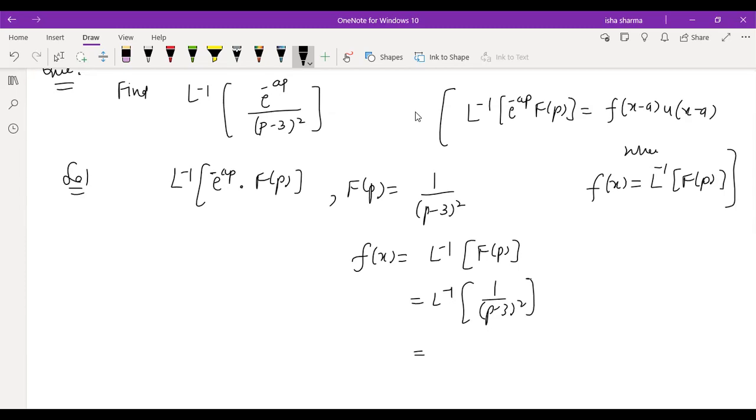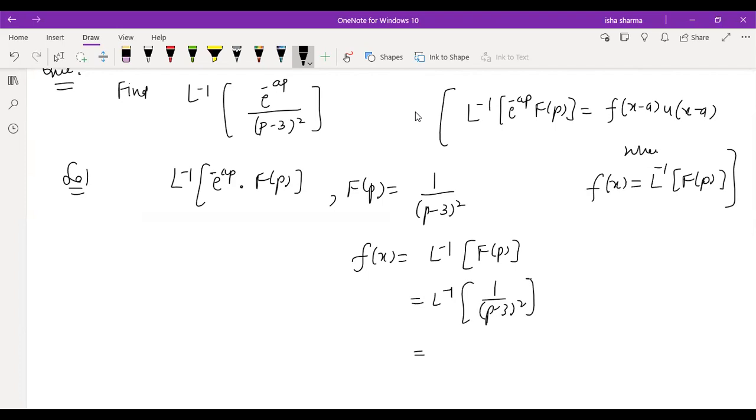कोई भी p का फंक्शन होना चाहिए, उसके साथ e raised to power minus ap वाला फैक्टर मल्टीप्लाई होना चाहिए. a मतलब a की वैल्यू भी हो सकती है 2p, 3p, minus 3p, plus 4p और कुछ फ्रैक्शन, whatever a is. So if you have this kind of function, then you use the second shifting property to find this. Yes, so I'm asking what is Laplace inverse of 1 over p minus 3 whole square.